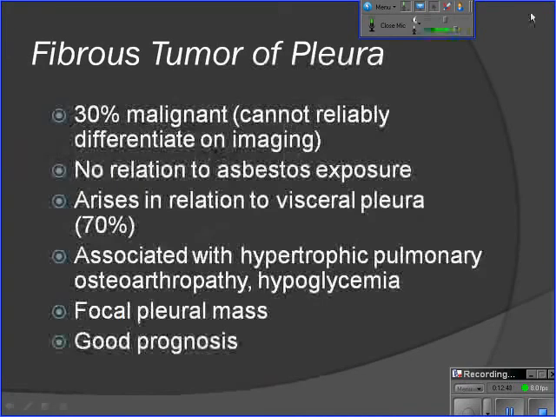So moving on, we're going to talk a little bit about fibrous tumors of the pleura. About 30% are malignant. I've read different sources, between 30 and 40%. They aren't related to asbestos exposure. They usually arise from the visceral pleura about 70 to 80% of the time. They also can be associated with hypertrophic pulmonary osteoarthropathy and hypoglycemia. And they tend to be focal pleural mass, tend to be solitary and fairly well defined. And they generally have a good prognosis.